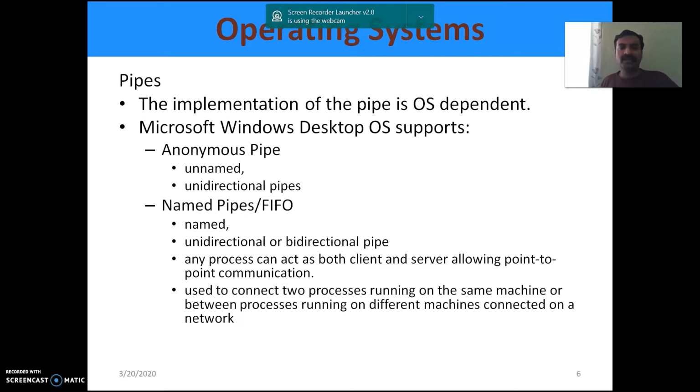Named pipes are named, and they can support both unidirectional and bidirectional flow of information, and any process can act as a client or a server. Thus it allows point-to-point communication. Not only that, these two processes can be on the same CPU or they can be on different machines which are interconnected through a network.